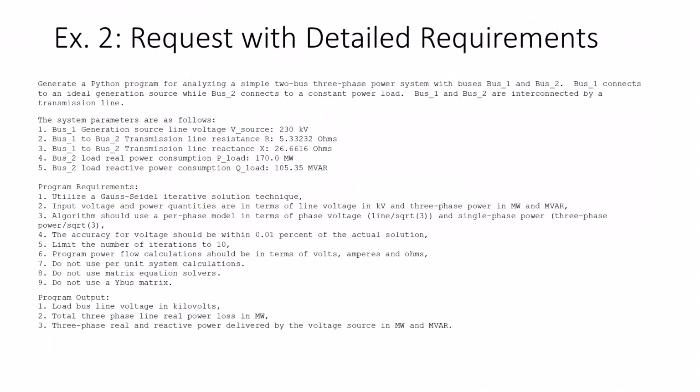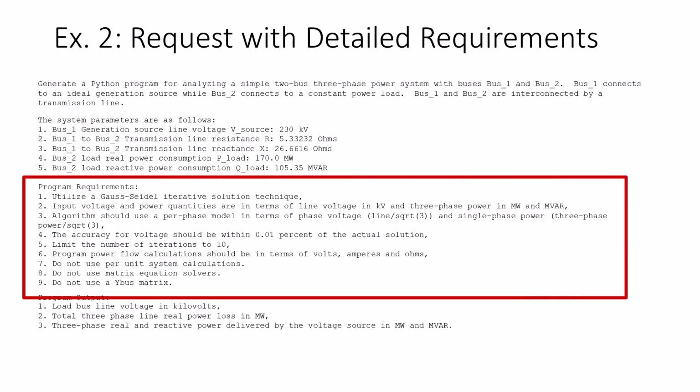Now let's work through a second example where we provide more information to ChatGPT. In this example 2 request, you can see that I am providing much more detail on how the power flow is to work. I specified that I want a Gauss-Seidel algorithm and also make it clear whether the input voltage and powers are line or 3-phase quantities respectively.